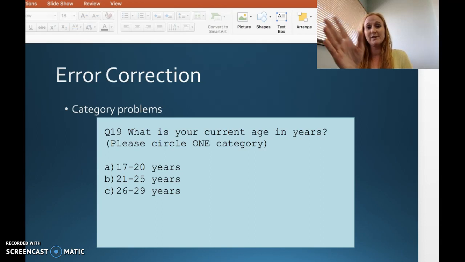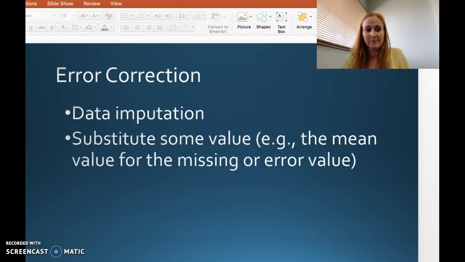Sometimes we don't include enough categories of responses to involve everybody. So this kind of stuff happens. Just keep in mind, sometimes it's just bad data and you have to move on and find something else that'll work. Data imputation, this is one of the last things you can do, is simply replace the bad data with something else that's more accurate. You substitute some value, maybe like the average or the mean, over the missing or the error value.